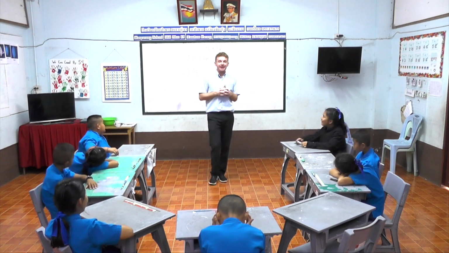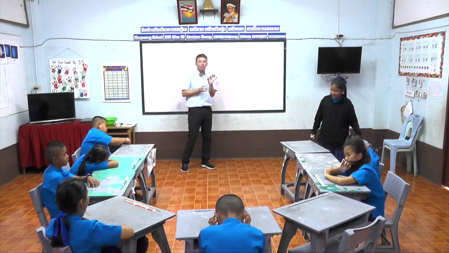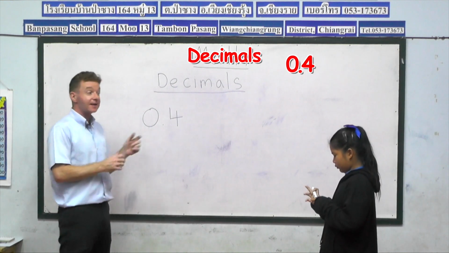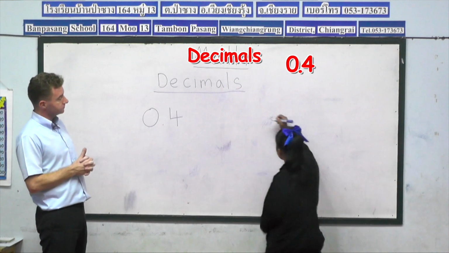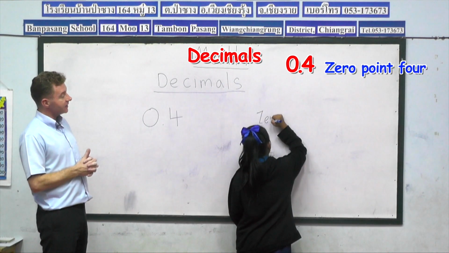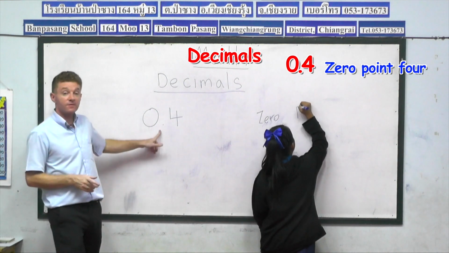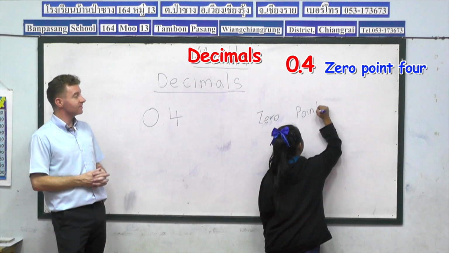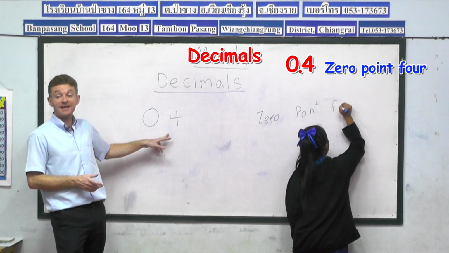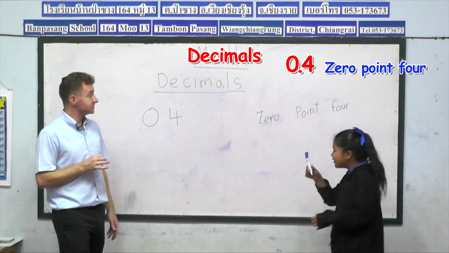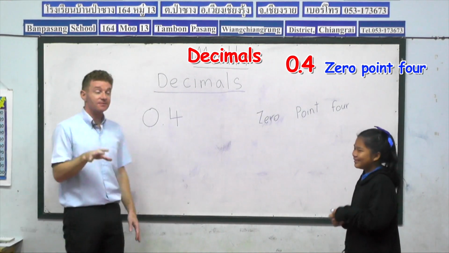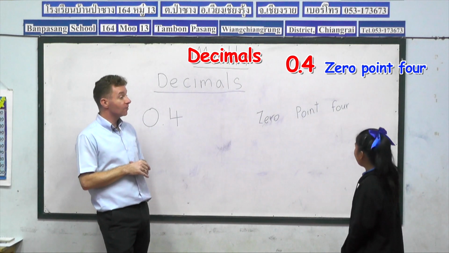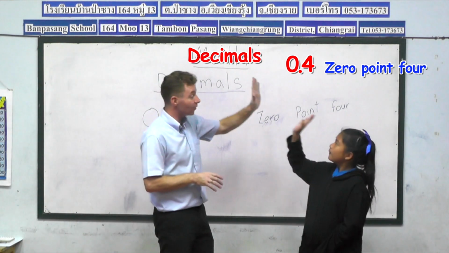And now I would like Lakau to come forward and show how to write it in word form. So we have 0.4. So how can we write 0.4 in word form? Zero is Z-E-R-O. And then point. P-O-I-N-T. Excellent. And now the final digit, the decimal. Yes. So Lakau has demonstrated how to write the digit 0.4 in word form. So Lakau, can you say? Excellent. And a big high five and round of applause for Lakau, please, guys.